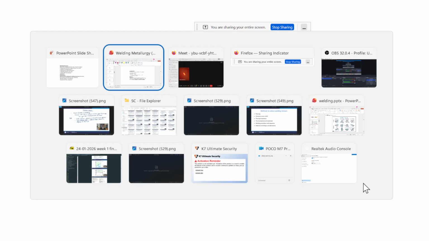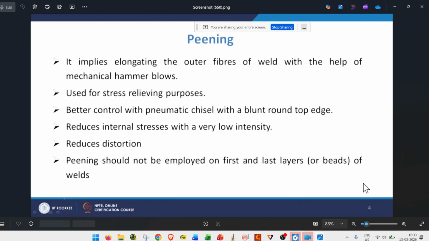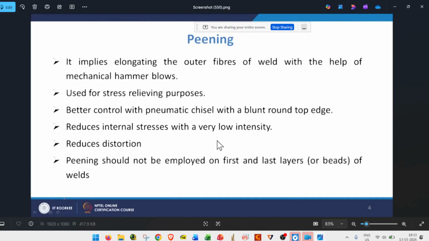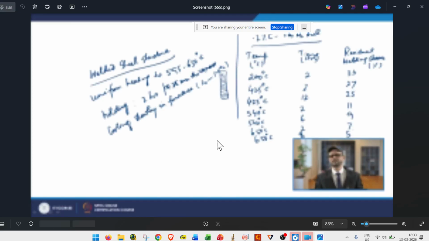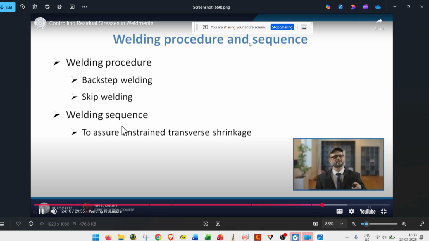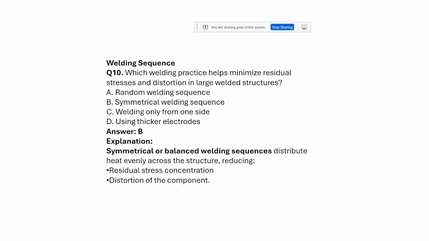I think this is something sir has taught. So, welding procedures and sequence. In this one, we can see where those sequences are. Yeah, here. So proper backstep welding and skip welding processes can reduce the amount of residual stresses in a given weld bead. Okay, the answer will be symmetrical welding sequence.